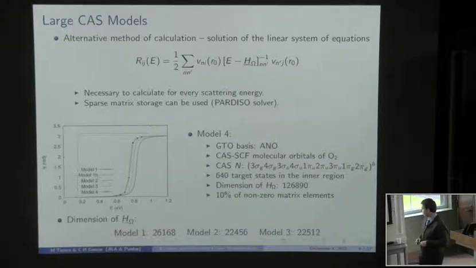Of course, with this method, what matters in addition to the total dimension of the Hamiltonian is the density of the matrix, and as the size of this complete active space increases, usually the matrix becomes more and more sparse.